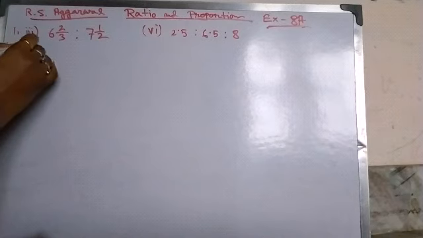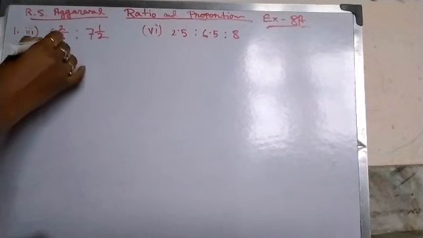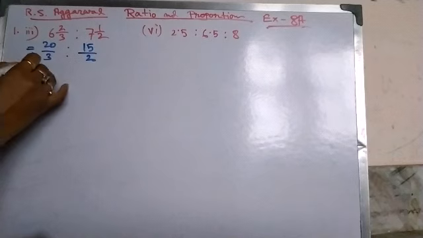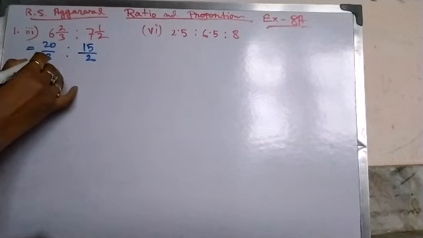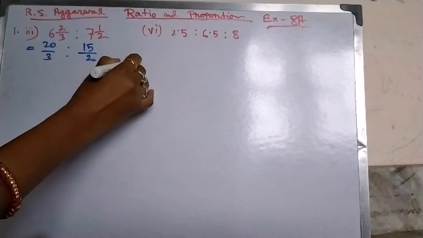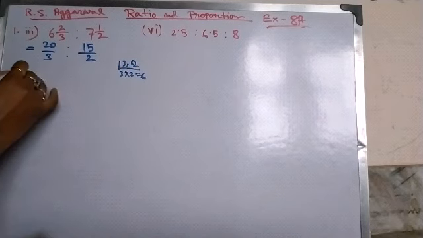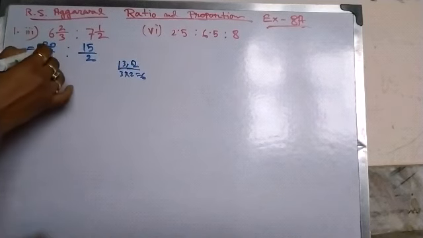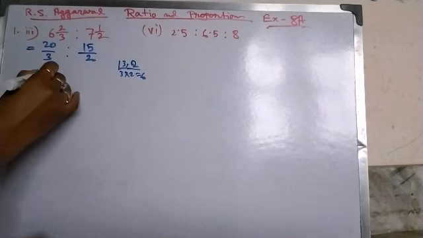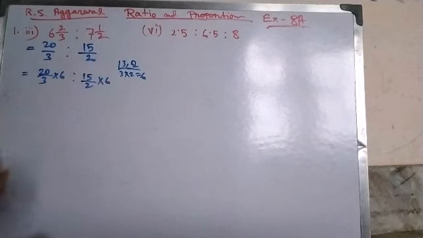So first of all, we have to make it into improper fractions. That means 20 by 3 is to 15 by 2. Then here the denominators are 3 and 2. So we have to find the LCM of 3 and 2. We know the LCM, 3 into 2 means 6. So here by 6 we have to multiply both the terms. 20 by 3 into 6 is to 15 by 2 into 6.